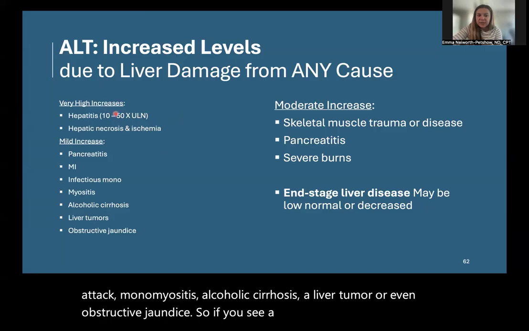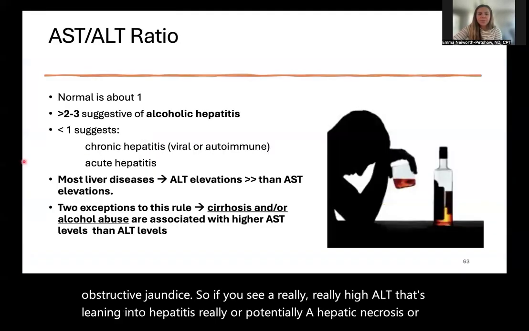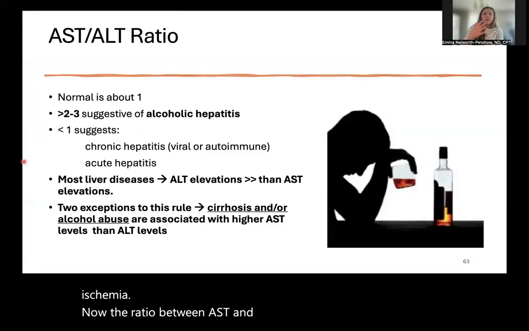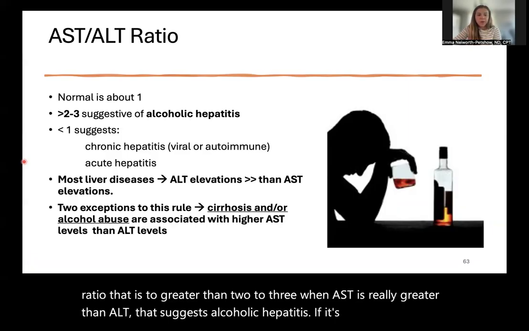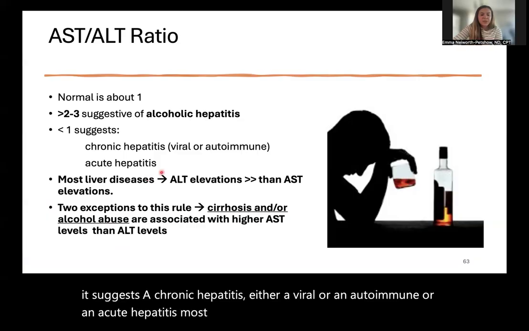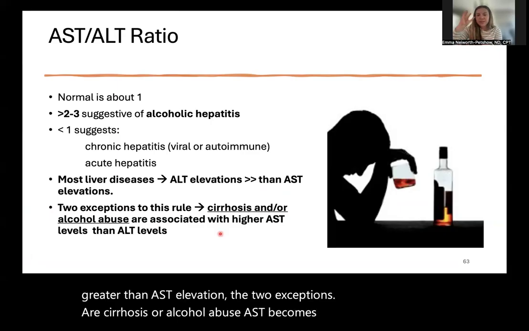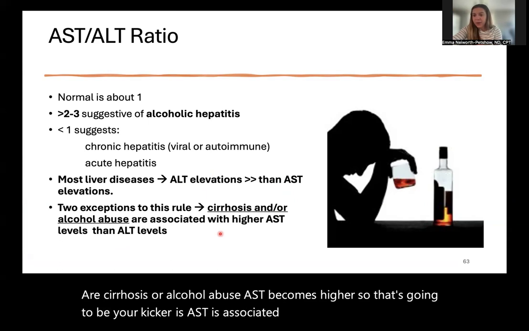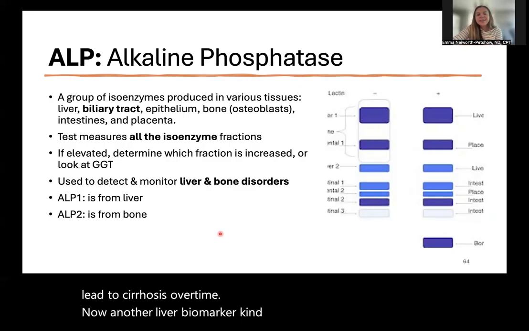So if you see a really, really high ALT, that's leaning toward hepatitis or potentially hepatic necrosis or ischemia. Now, the ratio between AST and ALT is typically 1. If the ratio is greater than 2 to 3, when AST is really greater than ALT, that suggests alcoholic hepatitis. If it's less than 1, that suggests a chronic hepatitis, either viral or autoimmune, or an acute hepatitis. Most liver diseases will see ALT elevations much greater than AST elevations. The two exceptions are cirrhosis or alcohol abuse, where AST becomes higher. That's your kicker: AST is associated with alcohol, which can lead to cirrhosis over time.